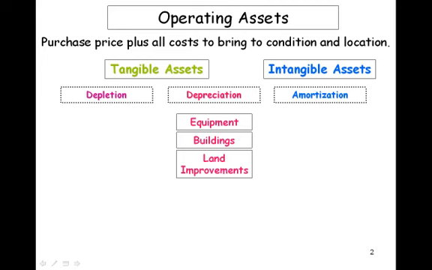The most common examples of tangible assets are equipment, buildings, and land improvements. Examples of land improvements are fences, driveways, landscaping, and other improvements to the land. Land is not depreciable because the useful life cannot be estimated. Instead of expensing land, it is capitalized, which means that the cost becomes an asset and continues to be reported as an asset. As a result, when a building is purchased, the cost must be allocated between the land and the building because one is depreciable and the other is not.